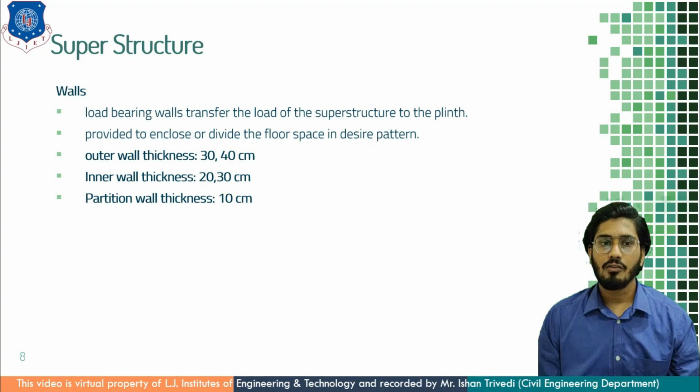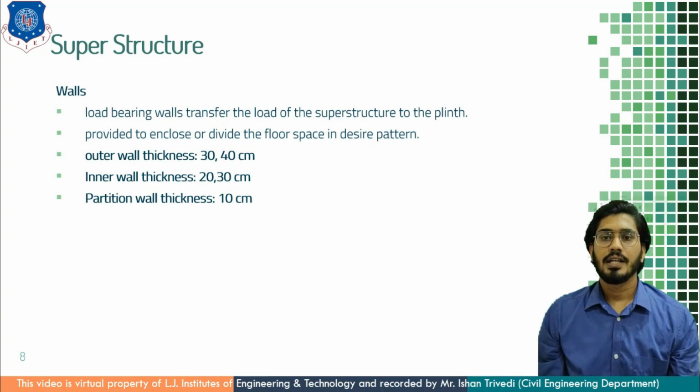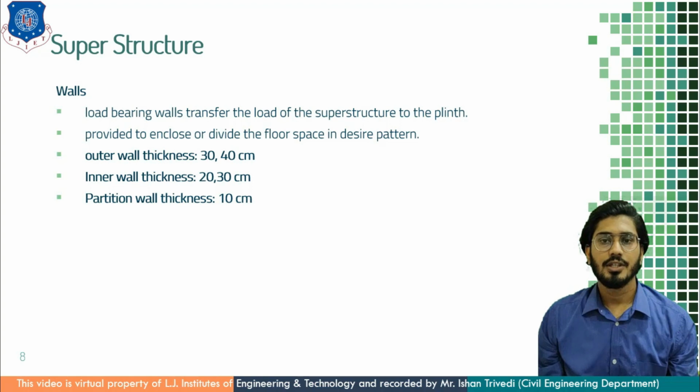Next building component is walls. Load-bearing walls transfer the load of superstructure to the plinth. Walls are provided to enclose or divide the floor space in the desired pattern. They also provide privacy, security and protection against sun, wind and rain. As I said earlier, the outer wall thickness is 30 to 40 centimeter, the inner wall thickness is 20 to 30 centimeter, whereas the partition wall has a thickness of 10 centimeter.